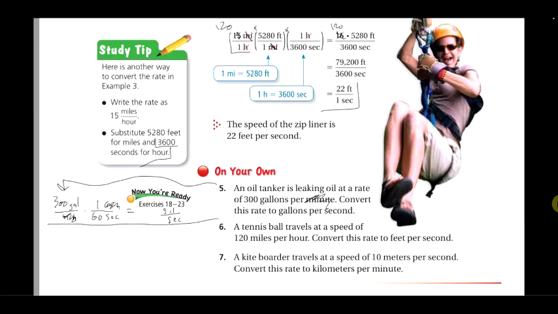Last one here, number 7, I'll help you out with. We have a kiteboarder travels at a speed of 10 meters per second. Convert this rate to kilometers per minute.